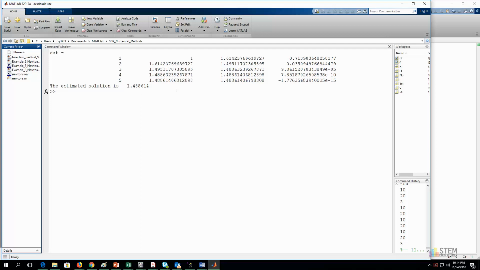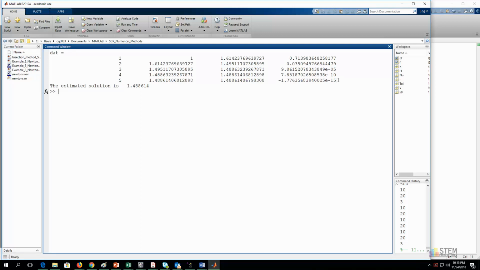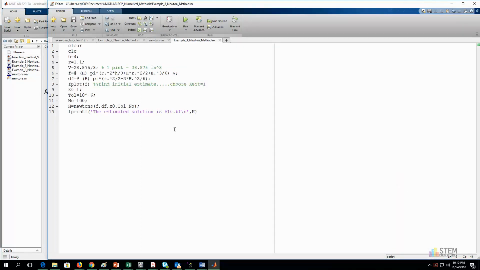Here is the solution. Okay, so capital H, or the height of that ice cream, is going to be 1.488614 approximately. And you can see how the Newton's method iterated. It kept updating that initial guess until we got down to this point. If you come over here, you can look at your tolerance, your function values, and you can see they keep getting smaller and smaller, and then eventually we settle in on that value right there. All right, so that's how that one is set up.